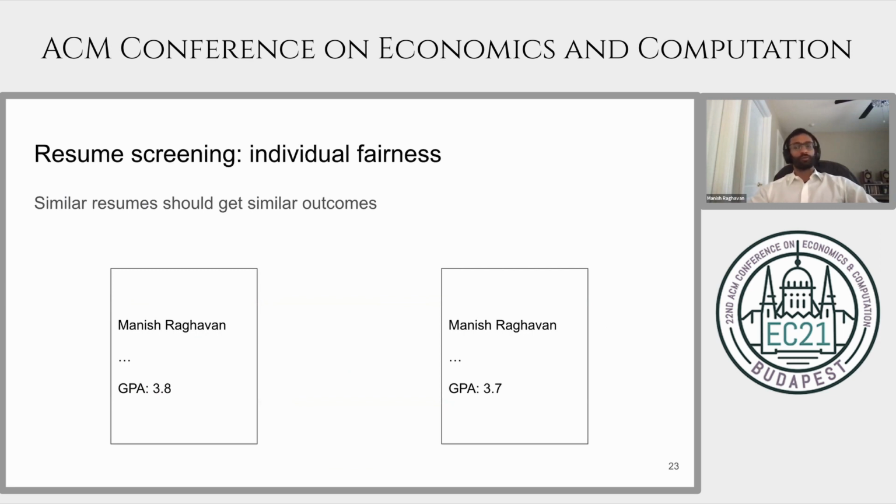So first of all, what would individual fairness say about our resume screening example? So recall that individual fairness says that similar individuals or similar resumes should get similar outcomes. So what this might mean is if we have 2 resumes that look identical but differ very slightly in GPA, for instance, individual fairness would say that the probability of interviewing these candidates should be similar. Okay, so fairly simple application here.